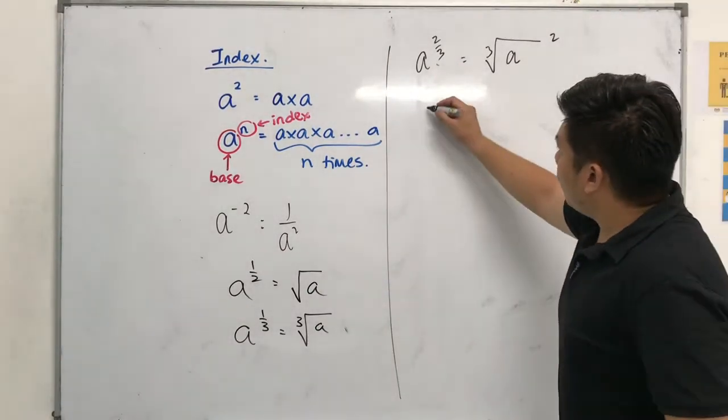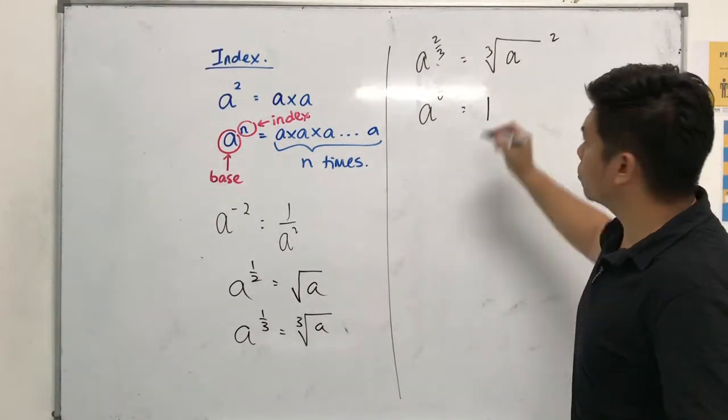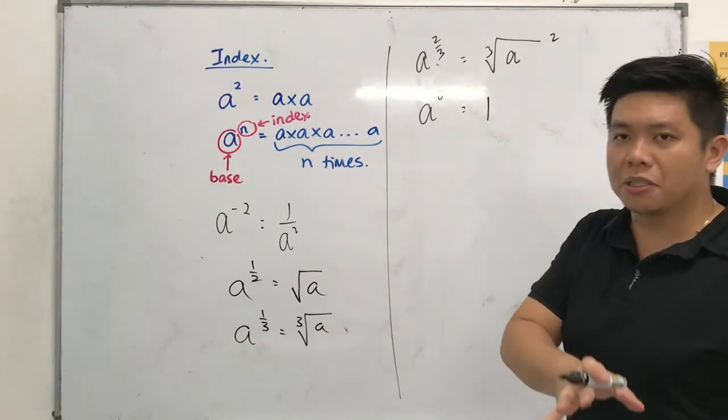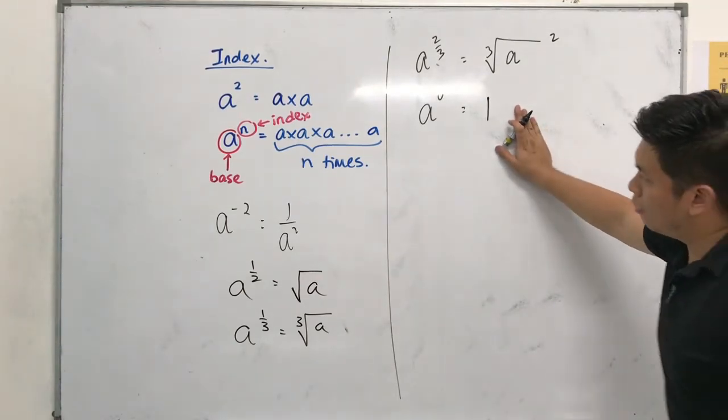Now, what if I have a to the power of 0? A to the power of 0 is always equals to 1. Okay, any number to the power of 0, you must know is equals to 1. Okay. What else have we learned last week?